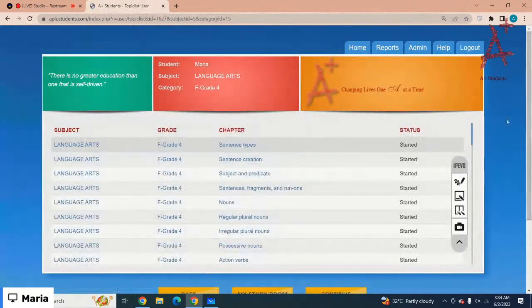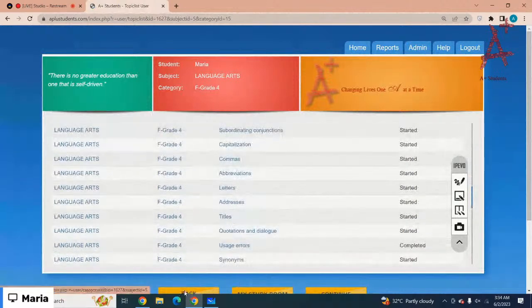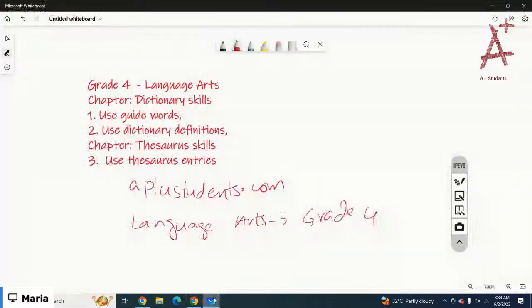So we were working on grade 3 language arts and we've started with the chapter dictionary skills. The lessons we have covered are use guide words and use dictionary definitions. Then we'll start with the new chapter, thesaurus skills, and the lesson you have covered is use thesaurus entries.